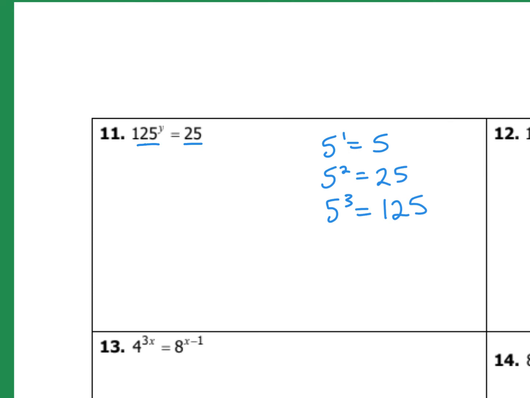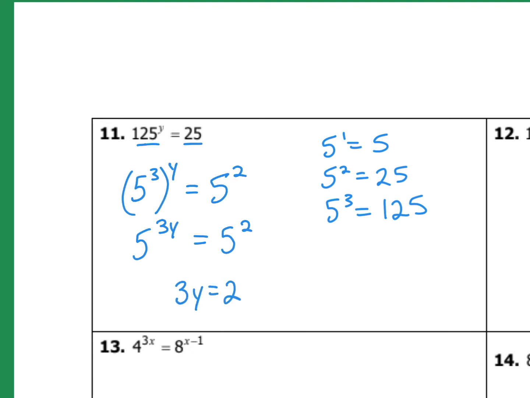So 125 is 5 to the third, and again, it's still to that y power, so don't forget about its original exponent, equals 5 squared. So now we multiply those two exponents together, so 5 to the 3y equals 5 squared. Same base now. I'm good to set up my equation. y is going to equal 2/3. How do we feel about that?